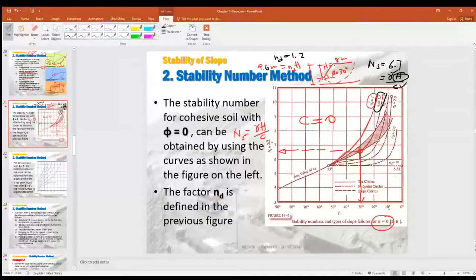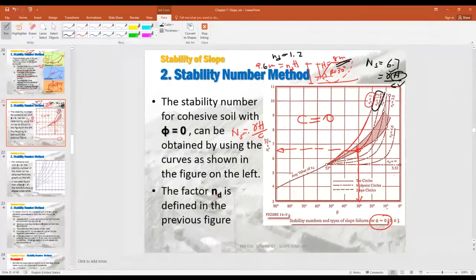Now, if you compare this H with the 8 meters, if you work out the H is equal to 6 meters, but here it's 8 meters, so that's not safe, right? In other words, the stability number will give you the safe height of the slope. And then you compare with the actual height of the slope, then you know whether it's safe or not. So that's the use of the stability number method.